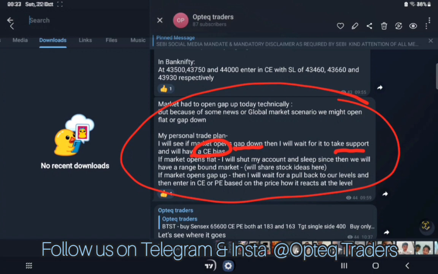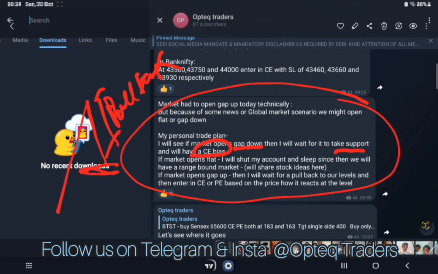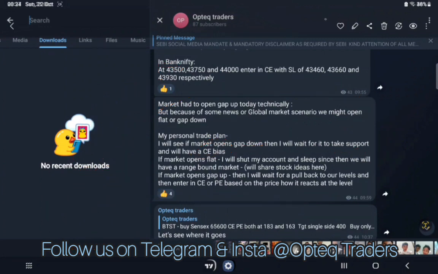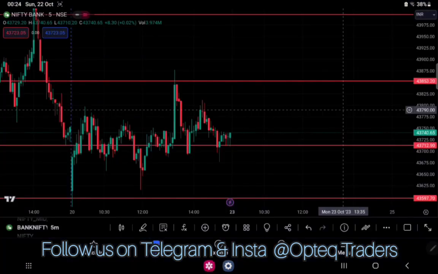Pullback is where it goes up and then it comes back. This is called a pullback. This is where you take an entry, because our bias is CE. So we'll wait for a pullback and then enter in CE or PE based on how the price reacts. So this was our complete trade plan. And what happened? Let's see what happened.